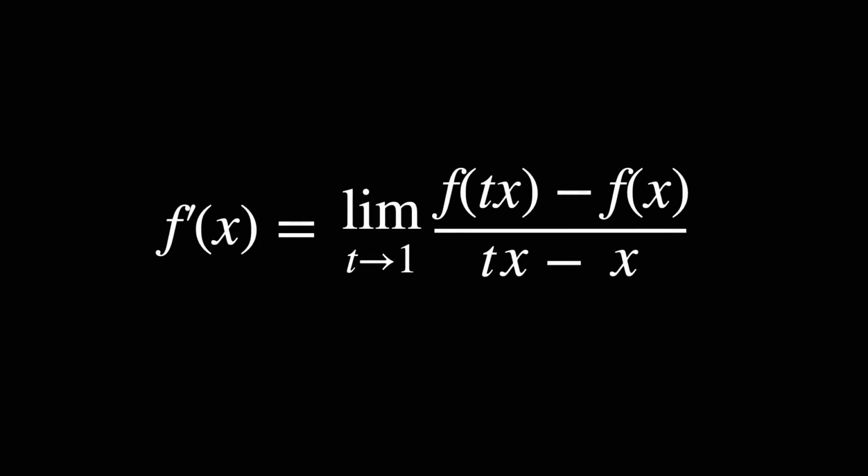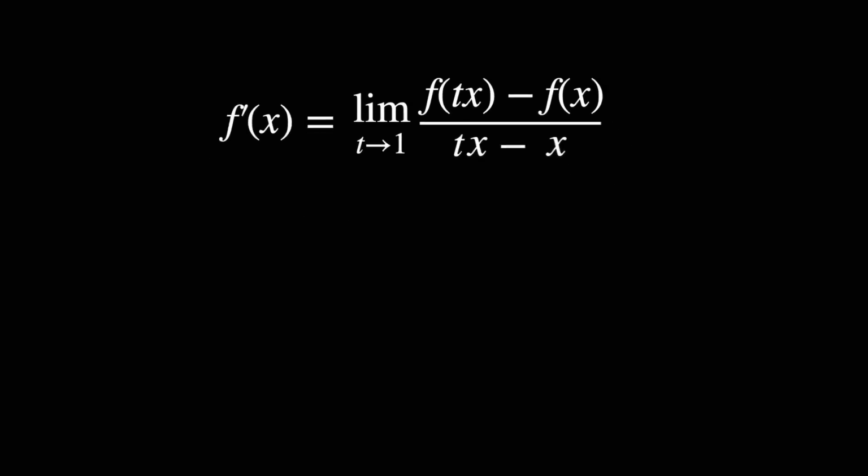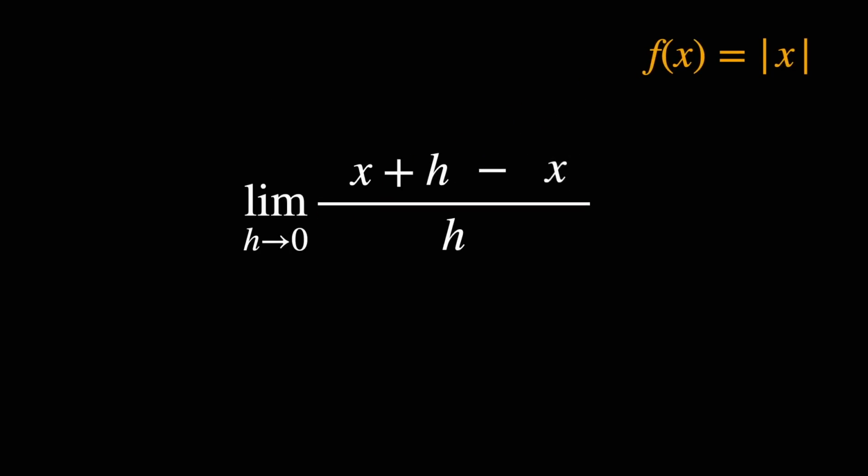This next example is really cool. Let's take the derivative of f of x equals absolute value of x. Now, if we write out the original definition using this function, we get a really cumbersome expression. We get the absolute value of x plus h minus absolute value of x over h. The problem is that we don't know if x is positive or negative, or if h is positive or negative, so these absolute values are very difficult to deal with. In fact, we almost never do it this way.